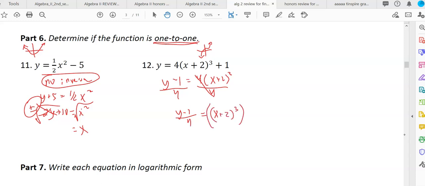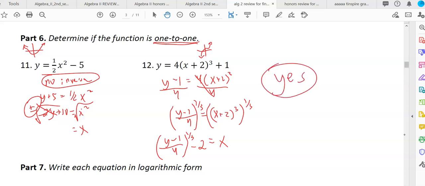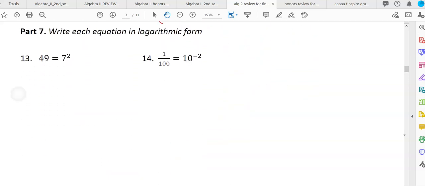I'm going to put both sides to the 1/3 power. Still not a plus or minus, so that's good. And last step, I'm going to subtract 2, so I get y minus 1 over 4 to the 1/3 power, I guess minus 2 equals x. So that's okay. That's one function, so this is yes, it is one-to-one. Is it one-to-one? This is no. I should say no, it is not one-to-one. So no inverse, because it's not one-to-one.